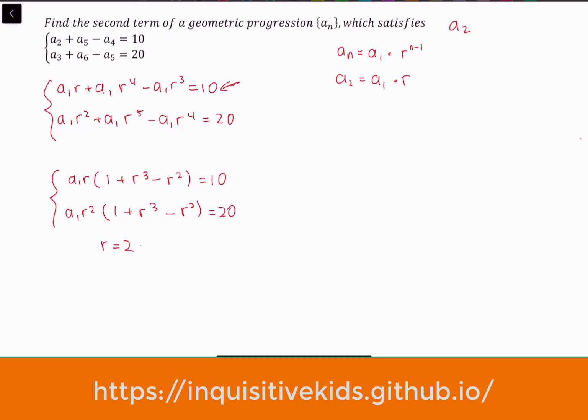The first term would be a sub 2 plus r cubed times a sub 2 minus r squared times a sub 2. This is equal to 0. And since now we know what r is, we can substitute 2 for r. So we get 5 a sub 2 is equal to 10, which means a sub 2 is equal to 2. And that's our answer.